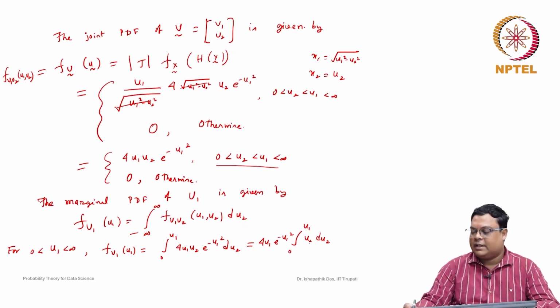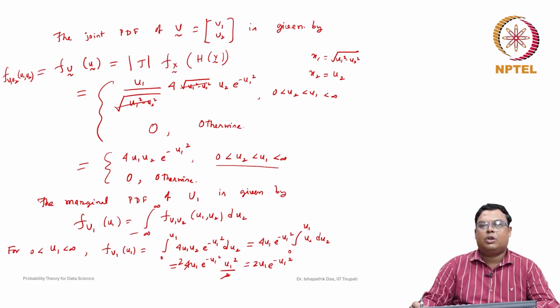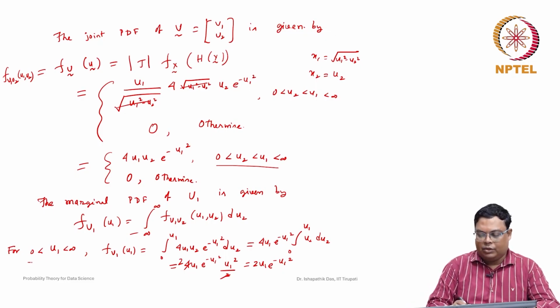Now the integration of u2 is u2 square by 2. Using the limits, this will be u1 square by 2. So this is 4 u1 e to the power of minus u1 square times u1 square by 2, and 2 and 2 cancel. So this is equal to 2 u1 e to the power of minus u1 square, for u1 between 0 and infinity. For any other value this is 0.